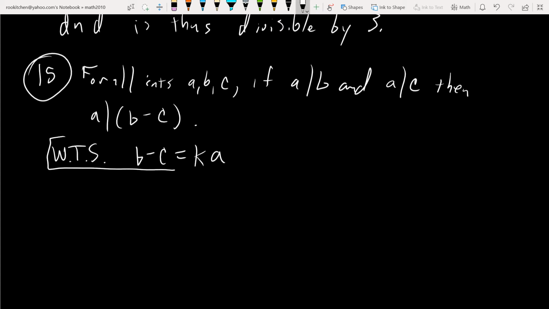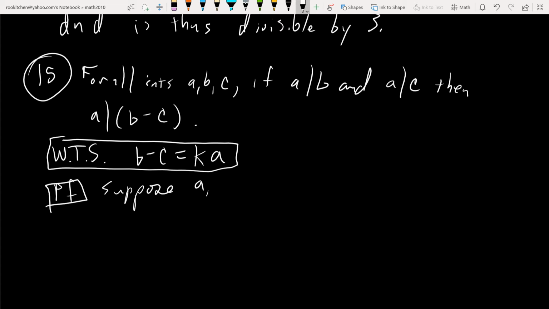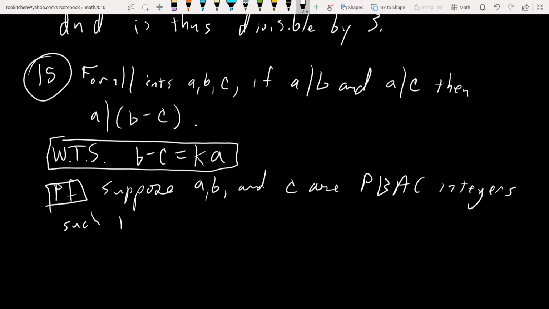Sometimes at the top of a proof, the teacher will write out something like that. I should be writing proof before I start my proofs, but here we go. So here's my proof. Suppose a, b, and c are integers such that a divides b and a divides c.